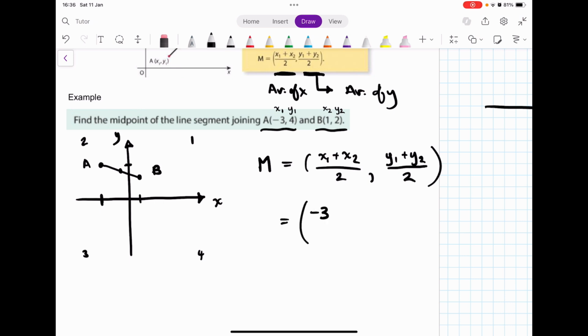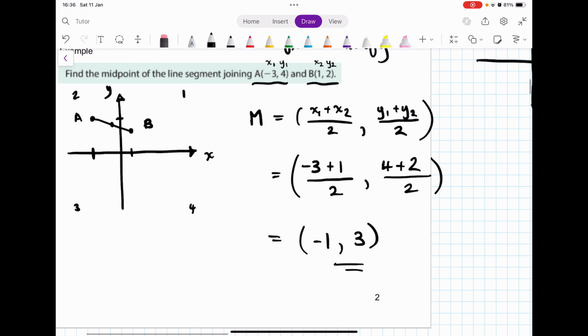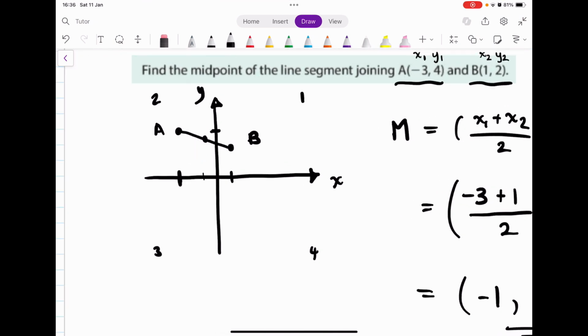So -3, x2 is +1, divided by 2. And then the y-coordinates would be 4 plus 2 divided by 2. And you simply simplify, so it would be -1, and 6 divided by 2 is 3. So there you have your midpoint: -1, 3. If we have a quick look at our sketch, we see that indeed the midpoint, capital M, is approximately -1, just eyeballing it, and it's less than 4, so approximately 3.